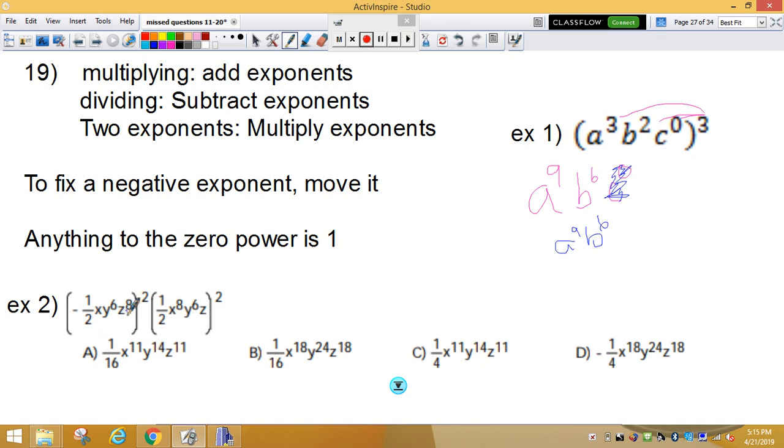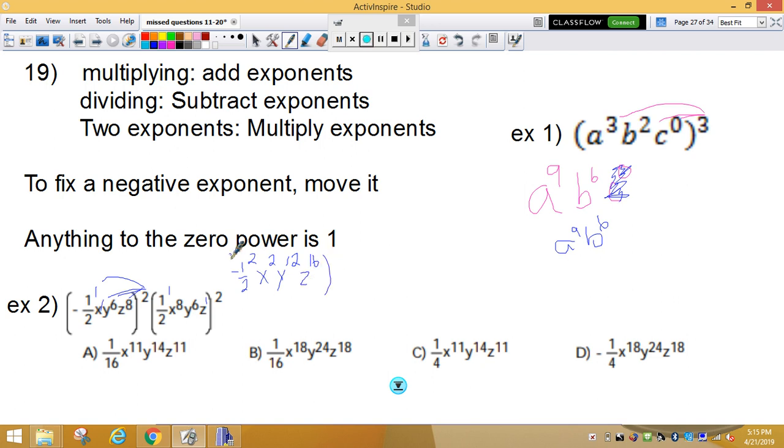Okay, let's do example 2. You should have this written down. Everything that doesn't have an exponent gets a 1. So I'm going to put 1s on all these that don't have anything. This 2 is going to go to every exponent. So you should write this down. I have negative 1/2 to the 2nd power. I have x to the 2nd power. I have y to the 12th power. And z to the 16th power.